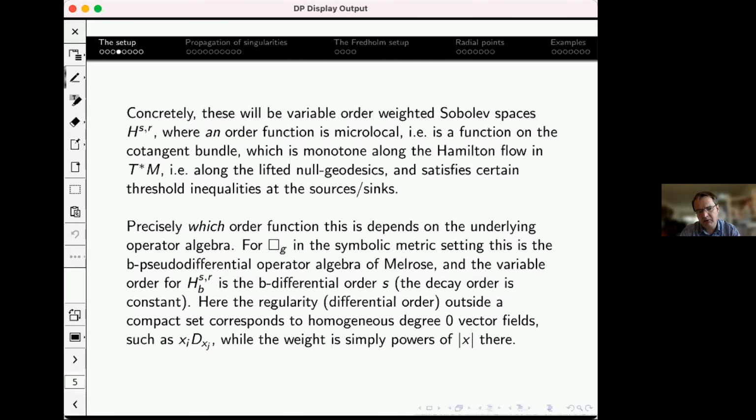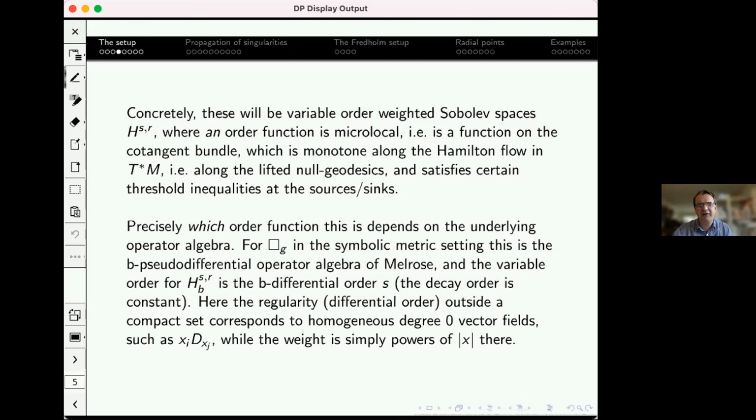Without saying what these b operators are, let me just say what this space is. What is regularity? If S were a constant, and let's just say R is 0, so there's no weight, what is this space? What you're doing is measuring regularity, at least outside compact sets. In compact sets, it's just a standard Sobolev space H^S.